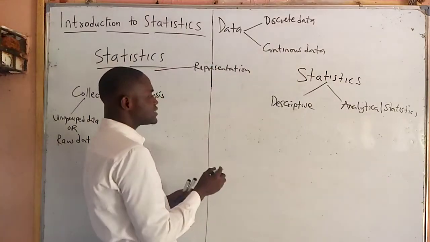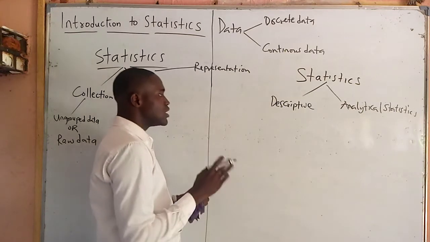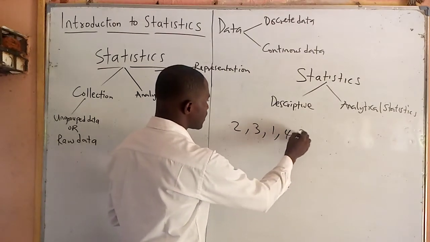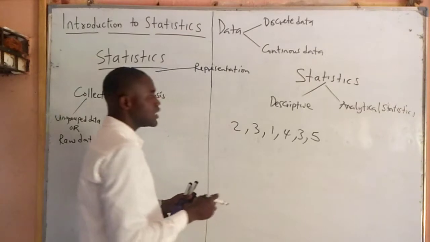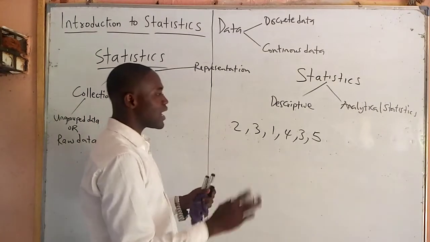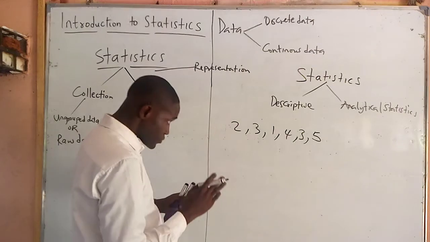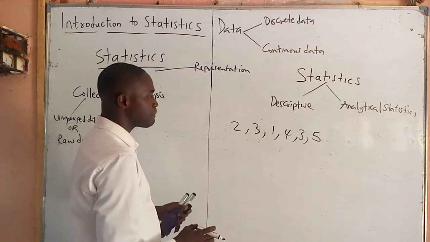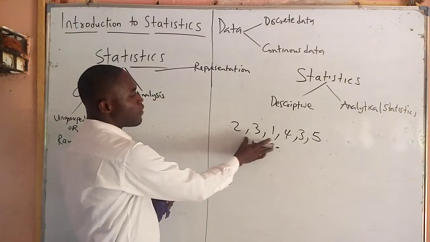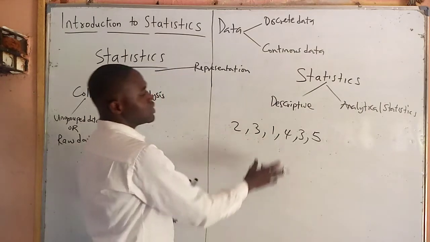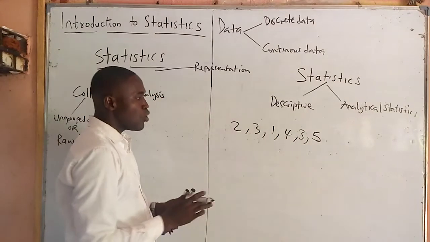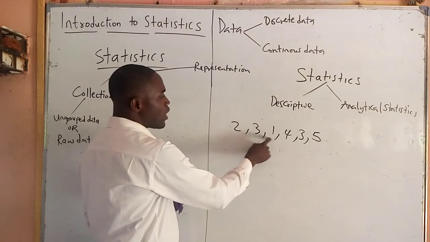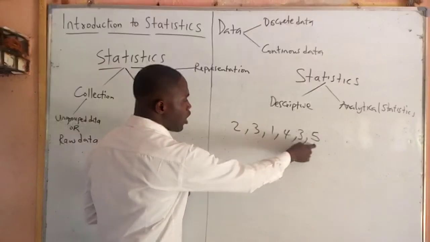Let's say the scores of 6 students in a mathematics test are 2, 3, 1, 4, 3, 5. The scores are given as you can see. Now, what type of data or what way of collecting data is this? This is raw data or ungrouped data. Why do we call it raw data? It is because the scores are written one after the other using commas to separate one from the other.